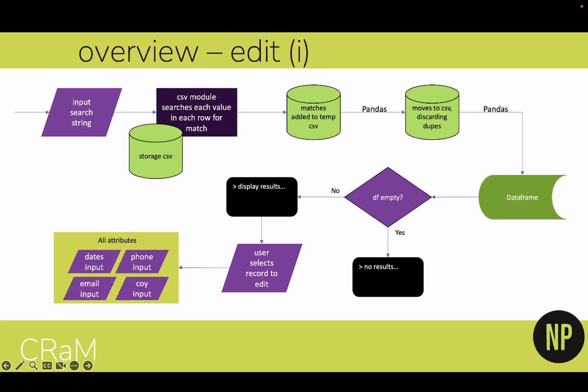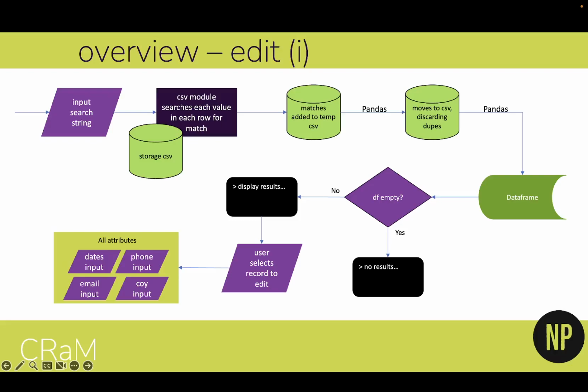If the user in the main menu selects to edit, a number of these functions are similar to the search function. Again, there's an input string. The input string is matched against all of the values in all of the rows, which are put into a temporary CSV. Pandas picks it up, discards the duplicate, presents it in a data frame, same as view. But in this case, once the data frame is not empty, the user is given the option to select the index number on the left.